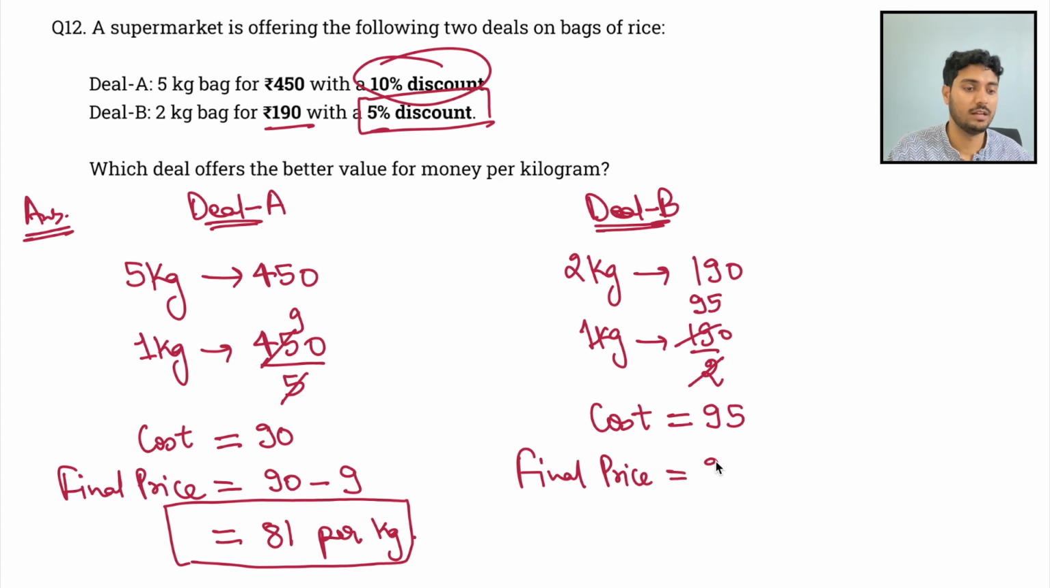Final price will be 95 minus 5 percentage. So I should calculate the 5 percentage first. What is 5 percentage of 95? 5 divided by 100 of 95, that is 4.75. So minus 4.75. So that is going to be 90.25 per kilogram.